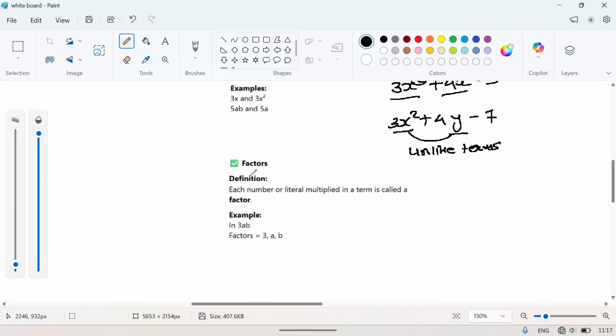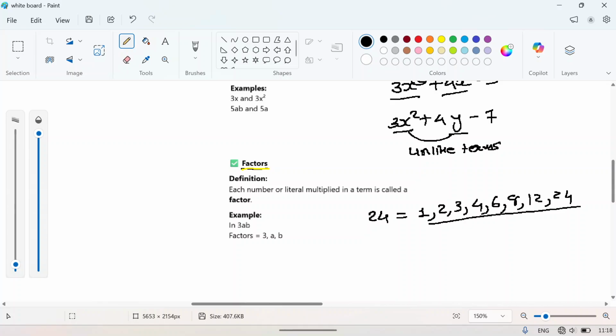Move to the factors. As we learned in the number system, we can factorize any number into its prime factors. So in the algebraic expression, we can also factorize the term into its prime factors. What does this basically mean? Let's take 24. It has 8 factors: 1, 2, 3, 4, 6, 8, 12, 24. These all are factors of 24.